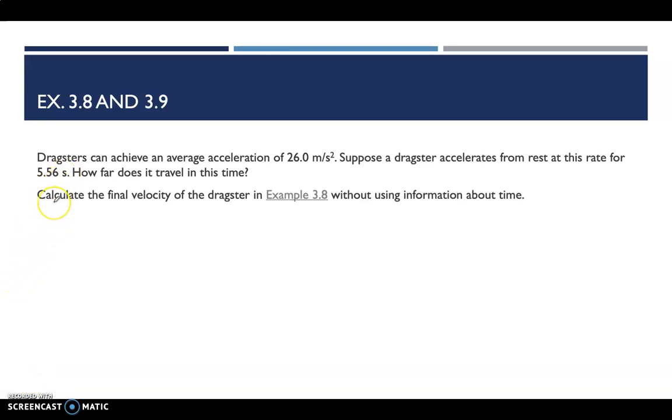All right, so we're going to go ahead and continue with example 3.8 and 3.9 in our textbook. We were looking at the dragster problem here. We have an average acceleration a equal to 26.0 meters per second squared, and we suppose that this dragster accelerates from rest. So our initial position, we're going to say, is 0 meters, and they start from rest, so our initial velocity is 0 meters per second.